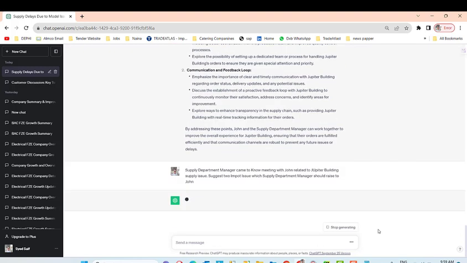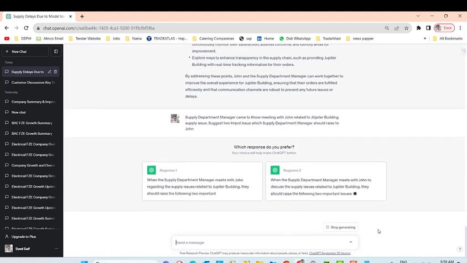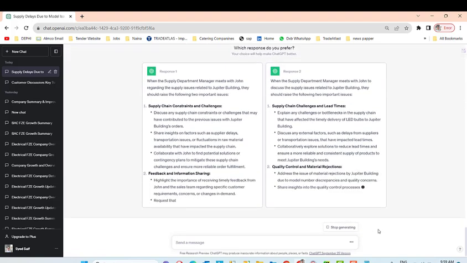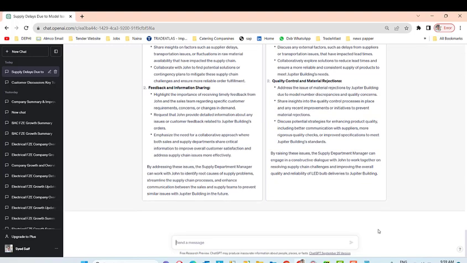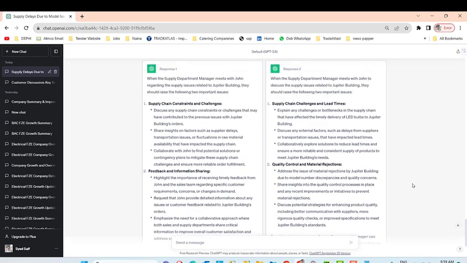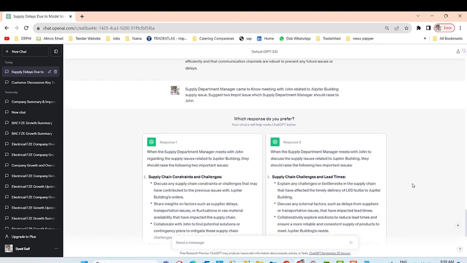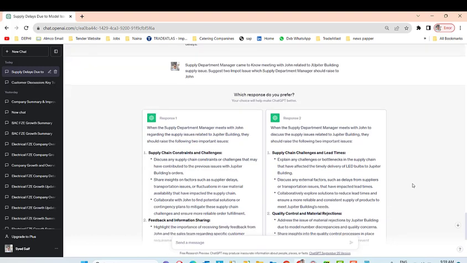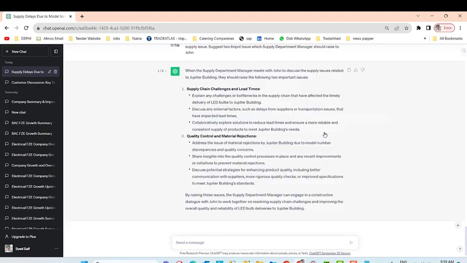So we are just reversing the situation and understanding how things will go. It's giving me the two options. When the supply department manager meets John regarding the supply issue for Jupiter building, they should raise supply strain and challenges. I'll go with this one. When the supply department manager meets with John to discuss the supply related issue to Jupiter building, they should raise two important points.